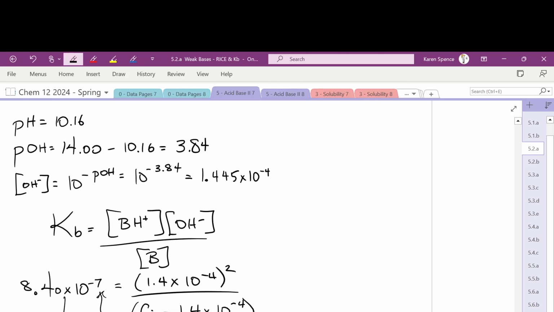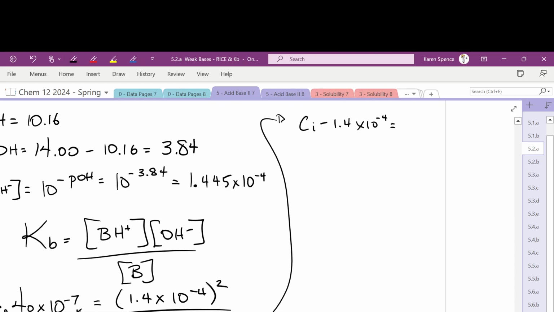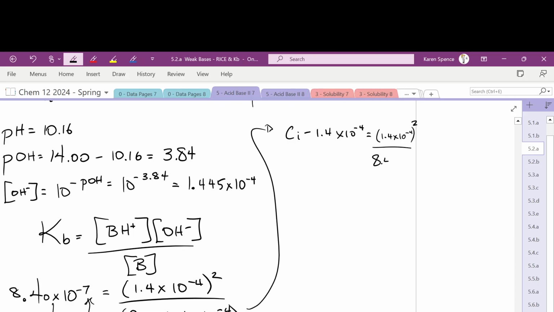If we go like this, we say, CI minus 1.4 times 10 to the minus 4 is equal to, I've not given myself enough room, have I? 1.4 times 10 to the minus 4 squared. And now I'm going to drop this 8.40 times 10 to the negative 7 down here. And now I don't have to multiply things out. I just have to do that and then do an addition and then I'm done.